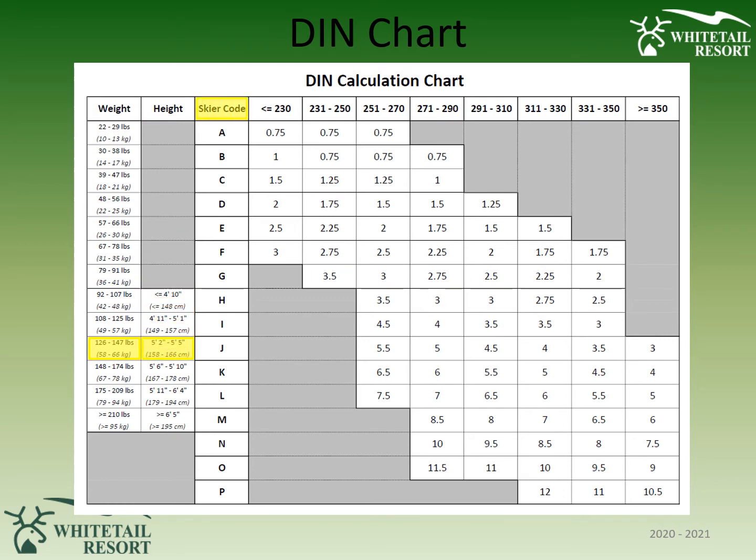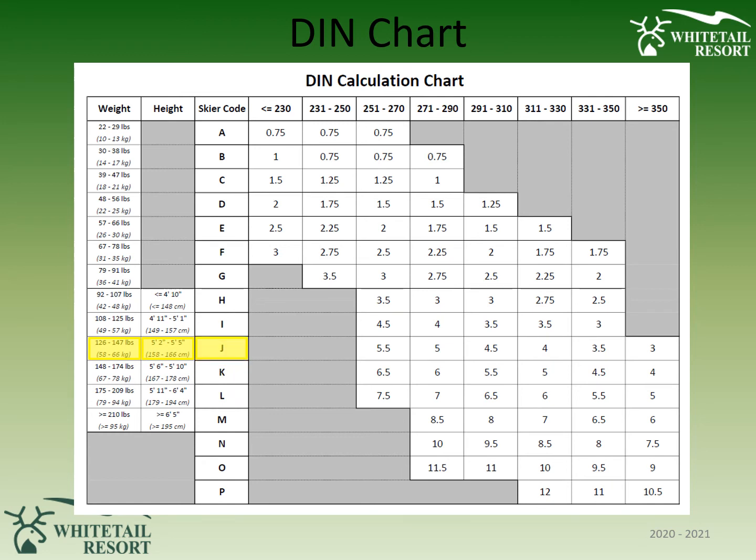Then, look at the skier code column and apply the skier type. If the skier is Type 1, stay on this row. The skier type is obtained from ski rental documentation. If the skier is Type 2, advance down 1 row. If the skier is Type 3, advance down 1 more row. Never go down more than 2 rows. Since our skier is Type 1, we stay on the same row.